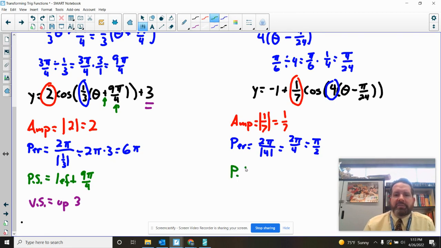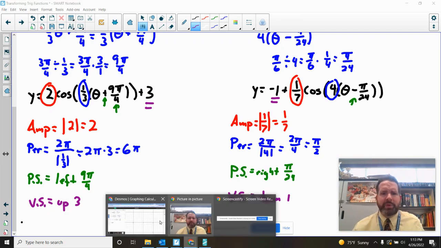Your phase shift, take a look in your parentheses. Minus means we're going to the right. How far? Well, pi over 24 to the right. And then lastly, your vertical shift, you're looking for the number that's separated. This time it's in the front. And that is going to be a vertical shift down 1.